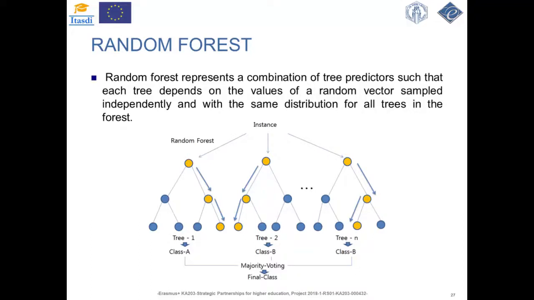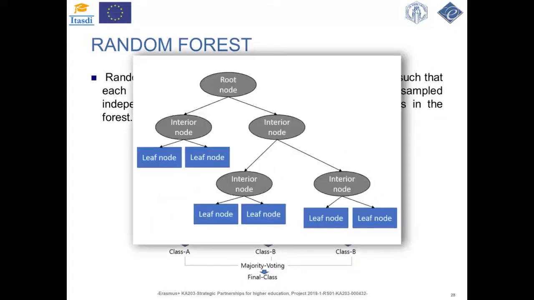Random forest represents a combination of tree predictors such that each tree depends on the values of a random vector sampled independently and with the same distribution for all trees in the forest. Because here we are talking about a combination of tree predictors, or a set of decision trees, because tree predictor and decision tree is the same. Firstly, I will present what a decision tree means, how it works.